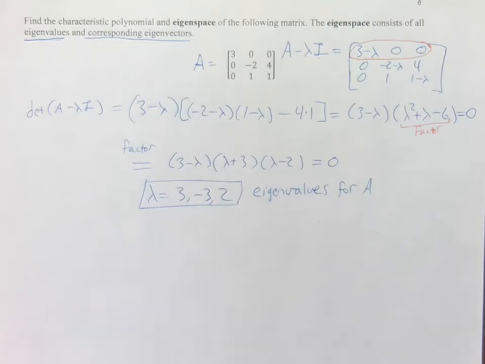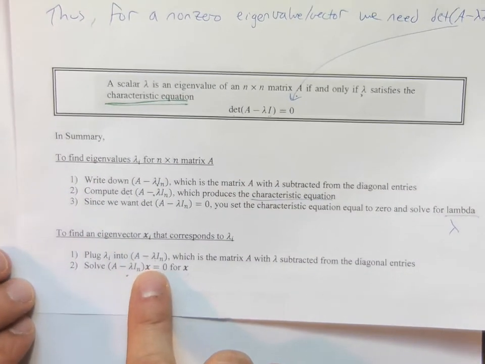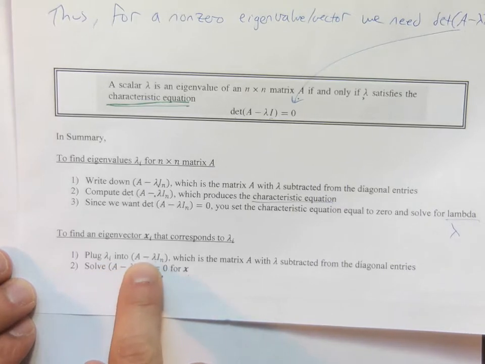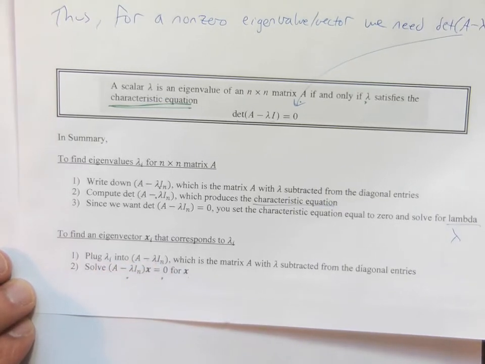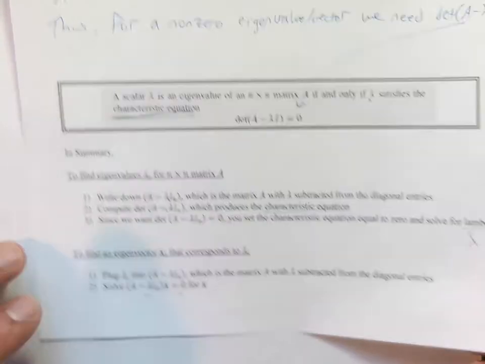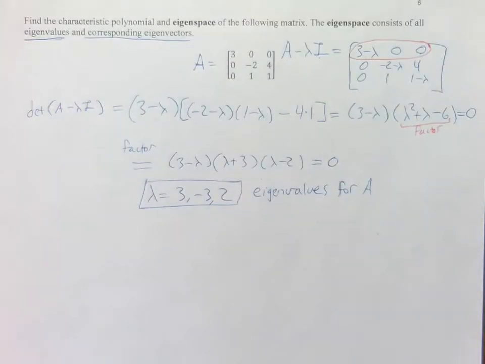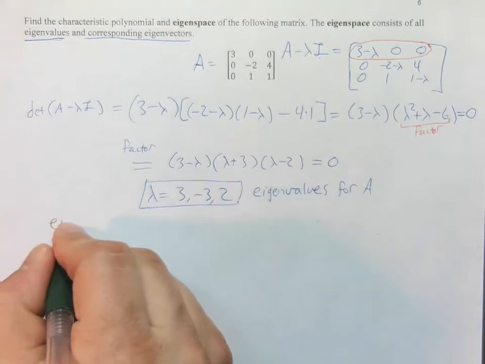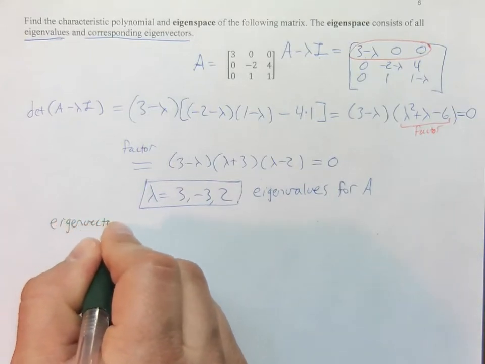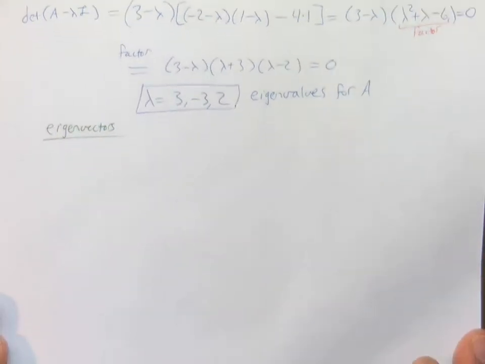There are 3 of them because A is a 3 by 3 matrix. An n by n matrix has at most n distinct eigenvalues. Sometimes there's a repeated one. We won't really get into that in this class, but anyway, there are 3 because it's 3 by 3. And so now if we want to find the eigenvectors, we plug lambda back into A minus lambda I. Again, that just means subtracting lambda from the diagonal entries. And then we solve the homogeneous equation. So I'm going to find the eigenvectors next, and we'll go through them one at a time.